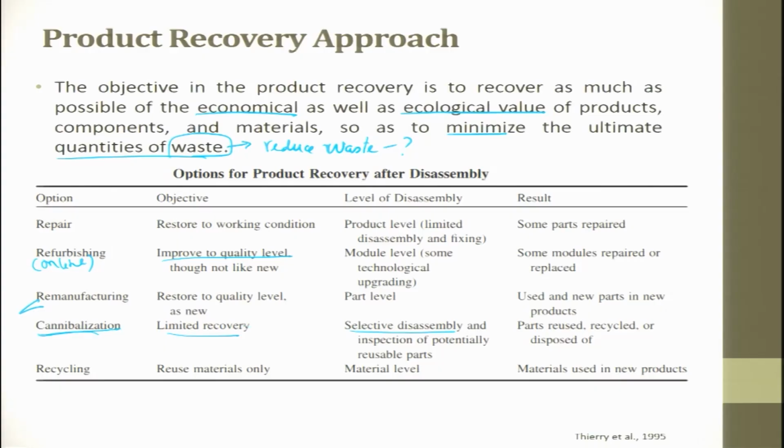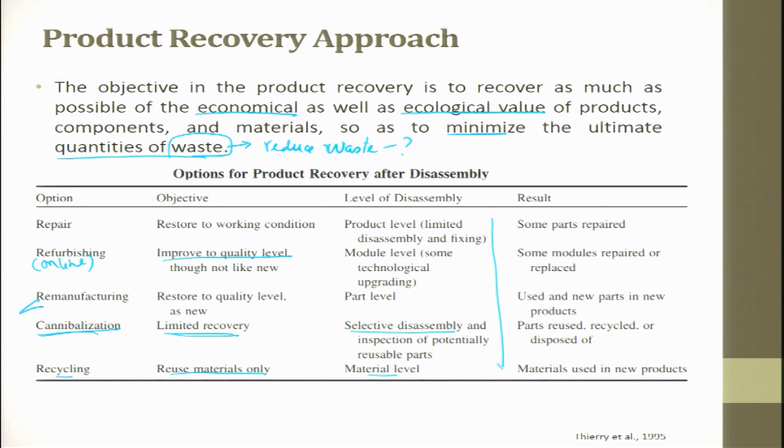So, this is cannibalization. Cannibalization means limited recovery, and 100% cannot be done. So, we recover from 10 parts and then we make one product. Then recycling is reusable material only. Material level it is done. So, if you look at it, product level, module level, part level, selective disassembly and material level.